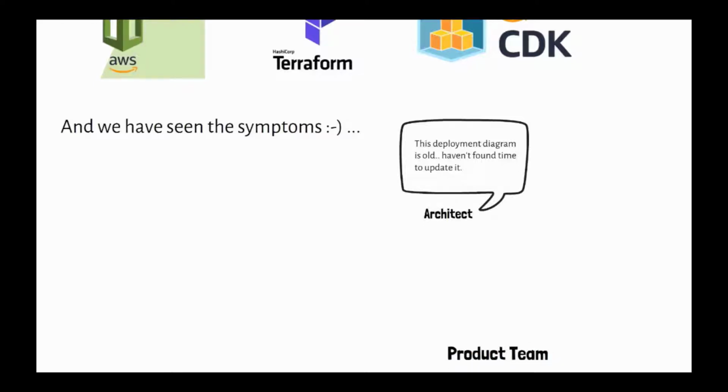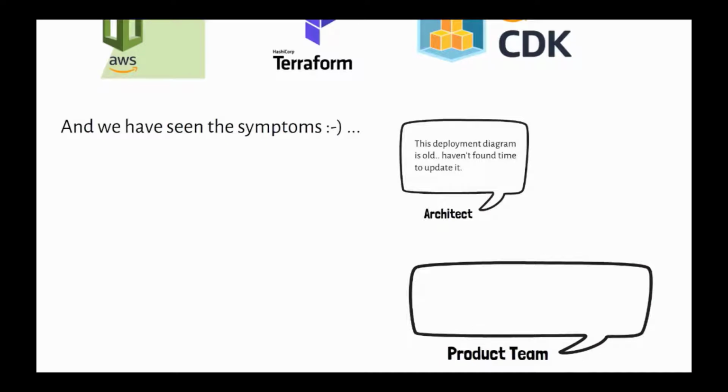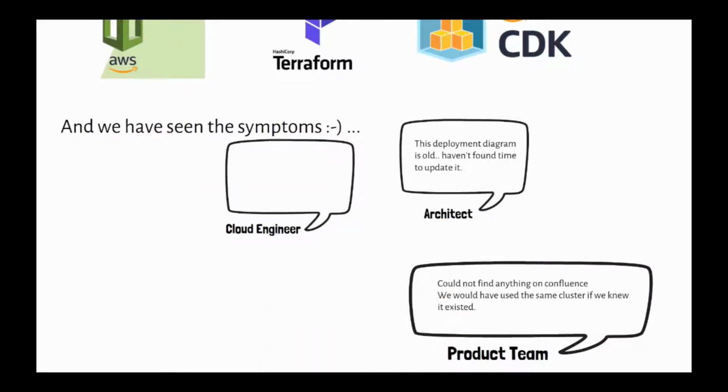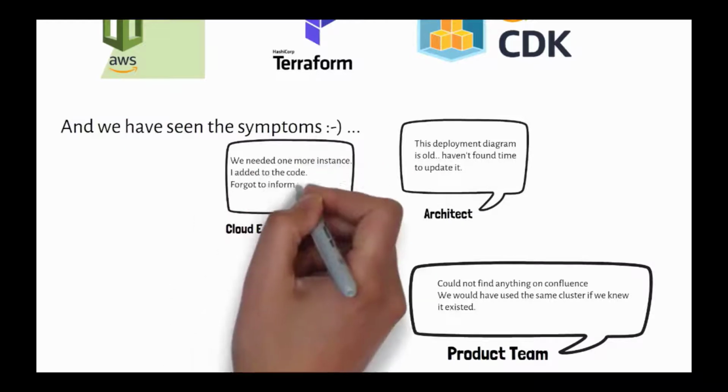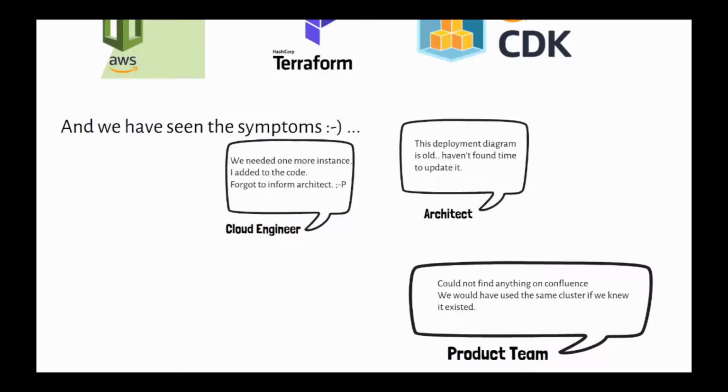Or the product teams say that we could not find anything that will match our requirements, or we could have used the same, because there is this mismatch between what the architect has designed and what exists on the infrastructure. Also, we have seen that the cloud engineer could go ahead, because of the pressure of delivery and so on, and make changes to the infrastructure without really informing the architect, right?